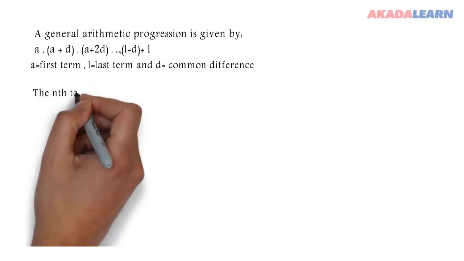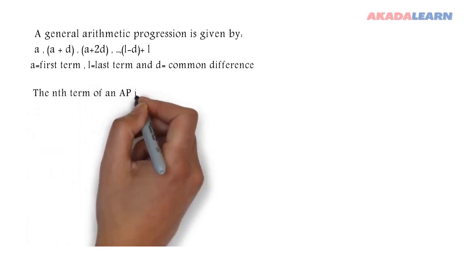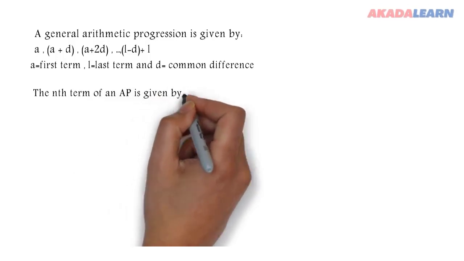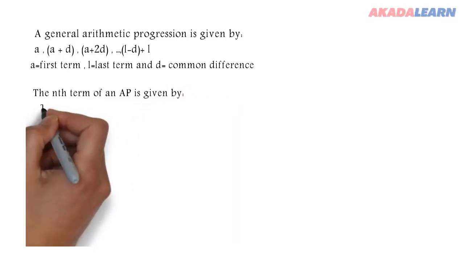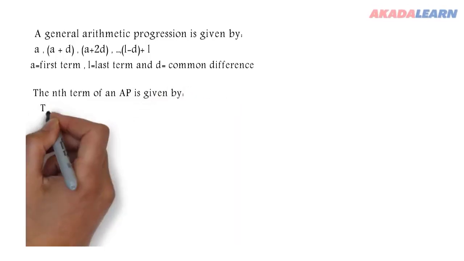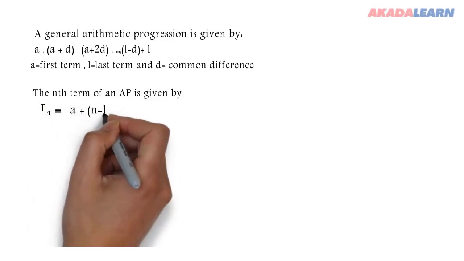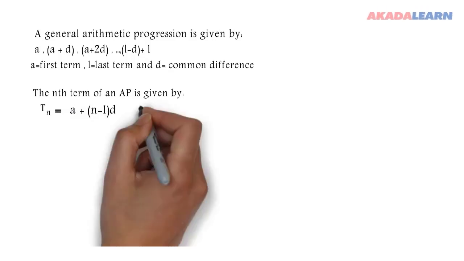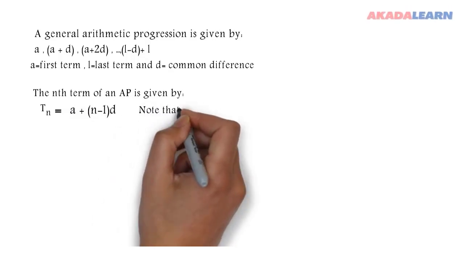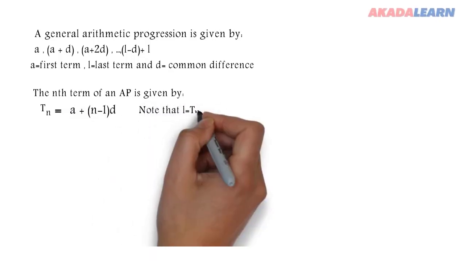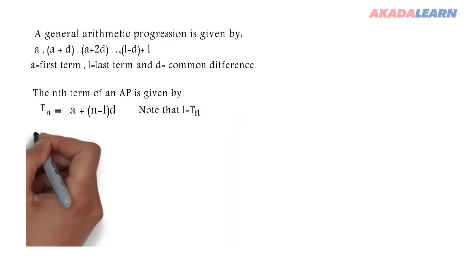So let's see the first formula, the formula for the nth term of an AP. T subscript n is equal to a plus open bracket n minus 1 close bracket times d. We are to note that Tn is also equal to l. So the last term is also equal to Tn.